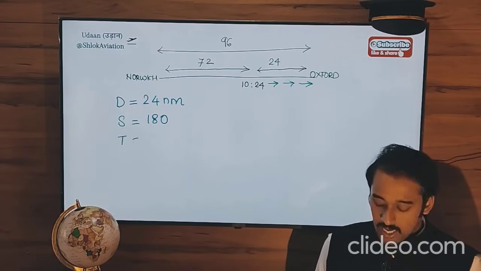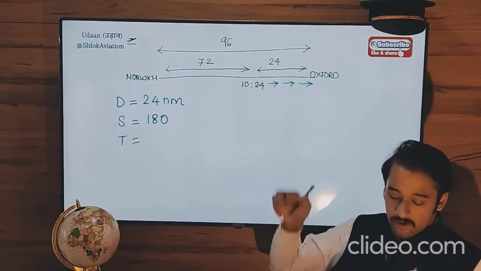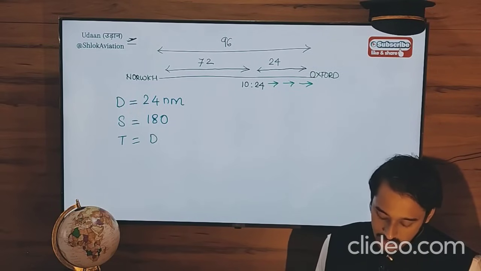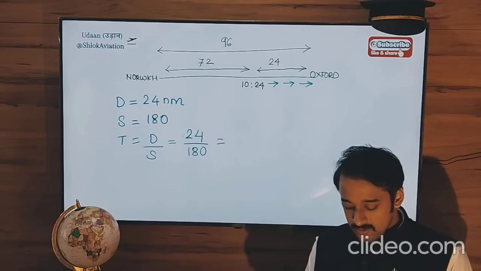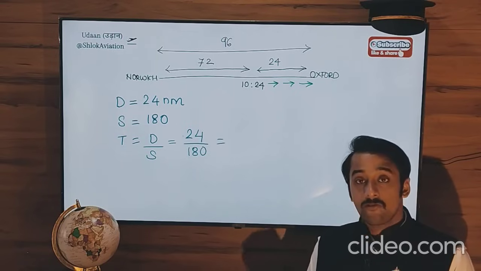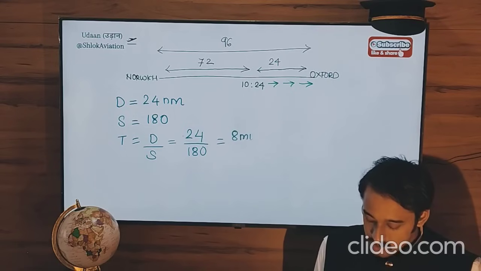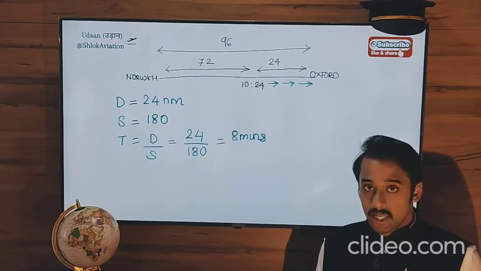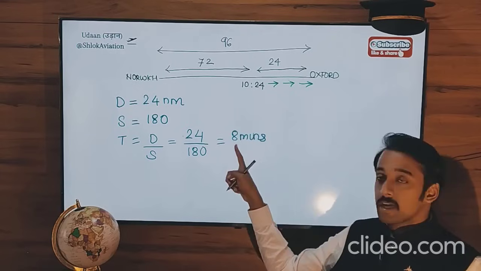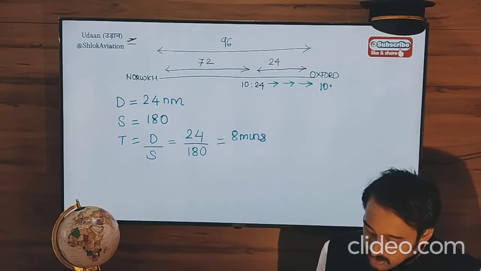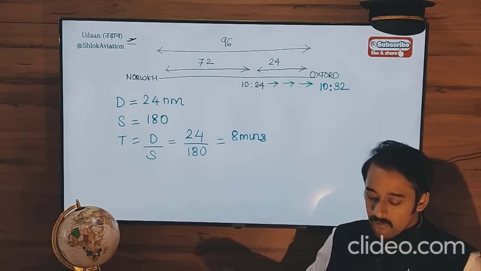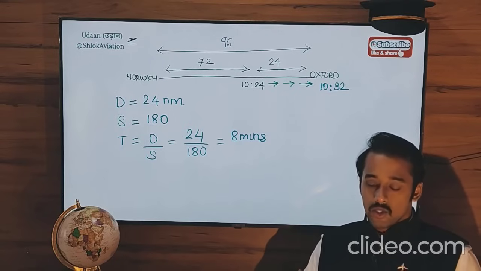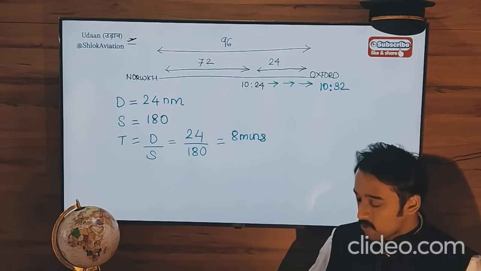So the time required to fly from this point to this point will be distance divided by speed. So 24 divided by 180. How many minutes? A total of 8 minutes. So you will reach your Oxford destination at 10:24 plus 8 minutes, which is 10:32. Okay. You will reach your destination at 10:32. This was the last part of the question.